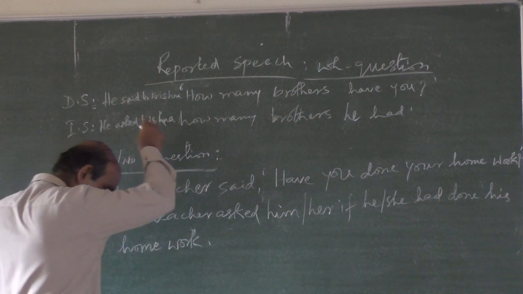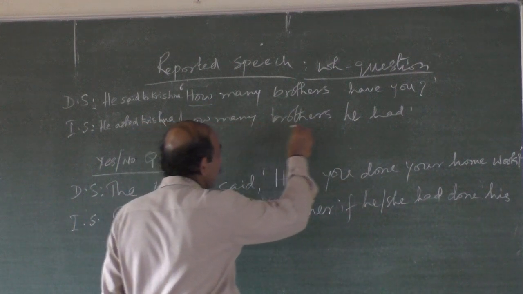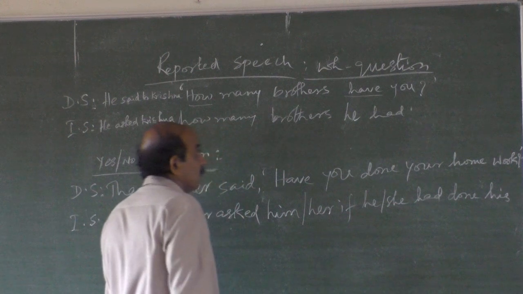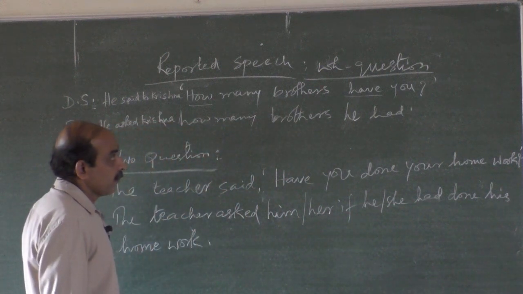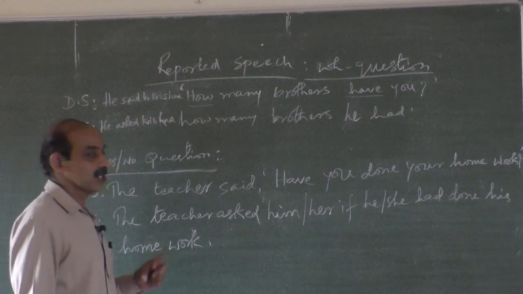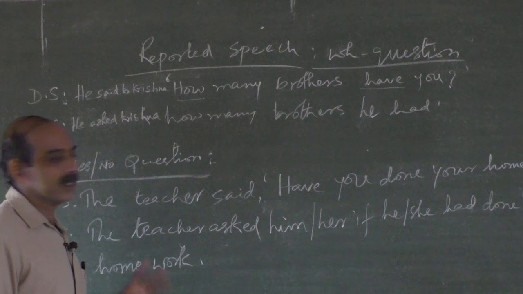He said to Krishna, how many brothers have you? So WH word and then helping verb. Here you do not have a main verb. The helping verb functions as the main verb, and this concept of the helping verb functioning as the main verb is something you already studied in the first PUC.